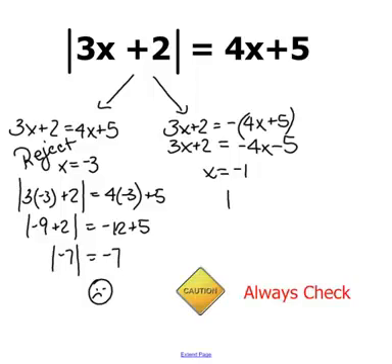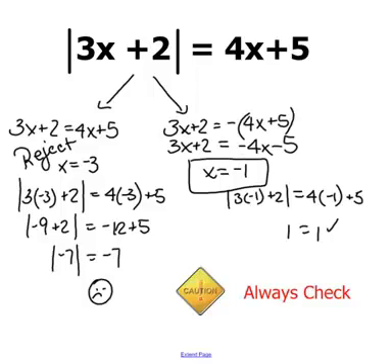And then you're going to check the second one, which is 3 times negative 1 plus 2 equals 4 times negative 1 plus 5. And so I'm going to get 1 equals 1 here when you check it down. Okay, this is your final answer, the only one. This is a reject situation, and you need to actually write, I am rejecting you.